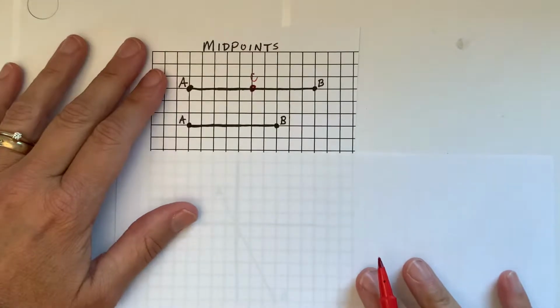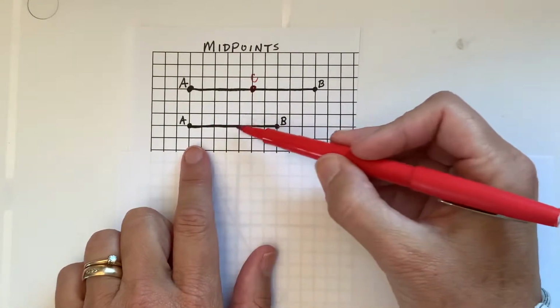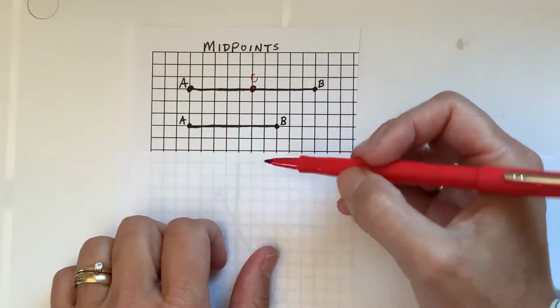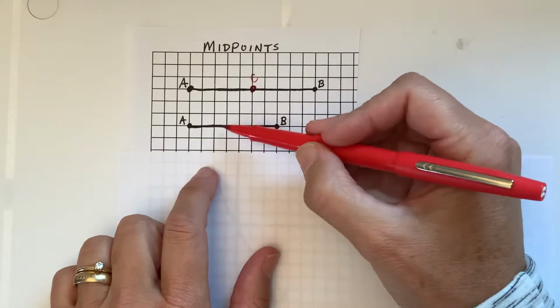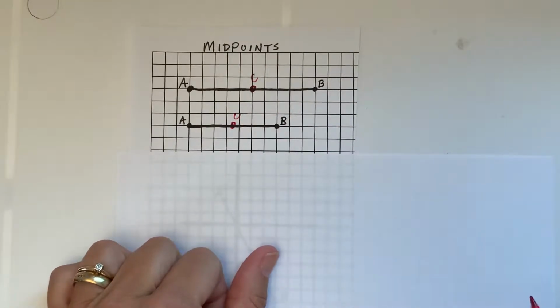If it wasn't an even number, then I'd have to go with a half a square. I think this one is 7. So half of 7 is 3.5. So I'll go 1, 2, 3.5 squares. And that would be my midpoint for that segment.